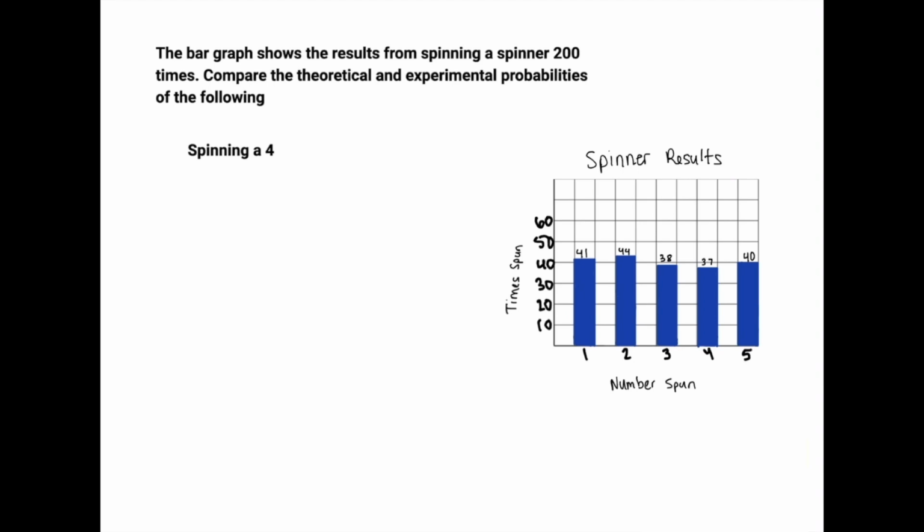Let's go through the following problem together. It says that the bar graph shows the results from spinning a spinner 200 times. Compare the theoretical and the experimental probabilities of the following. Spinning a 4. Theoretical probability is what we would expect to get. If we look at the spinner, there are 5 sections on the spinner labeled 1 through 5. There's one 4 out of the 5 sections. So in theory, we would expect to get a 4 1 out of 5 times.